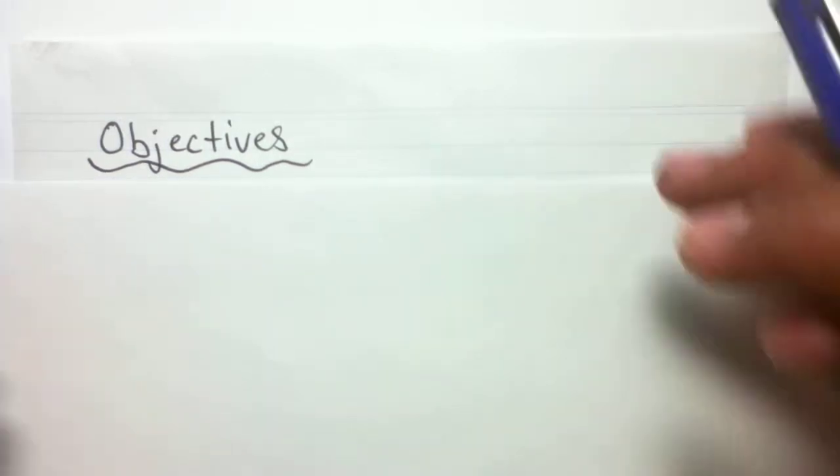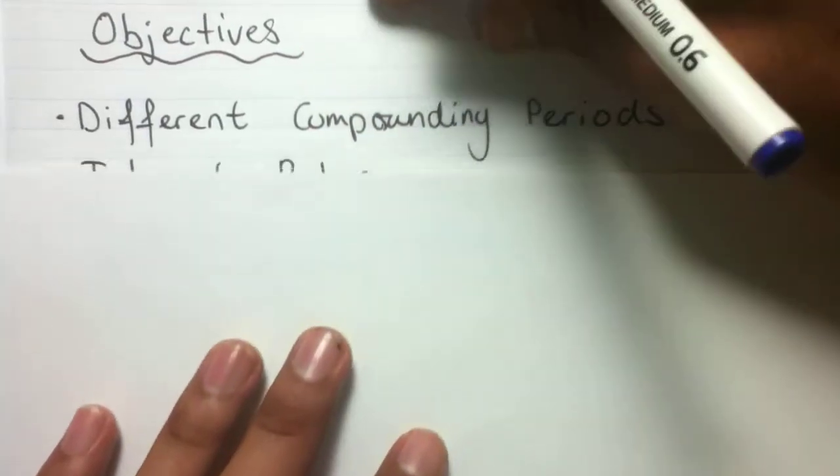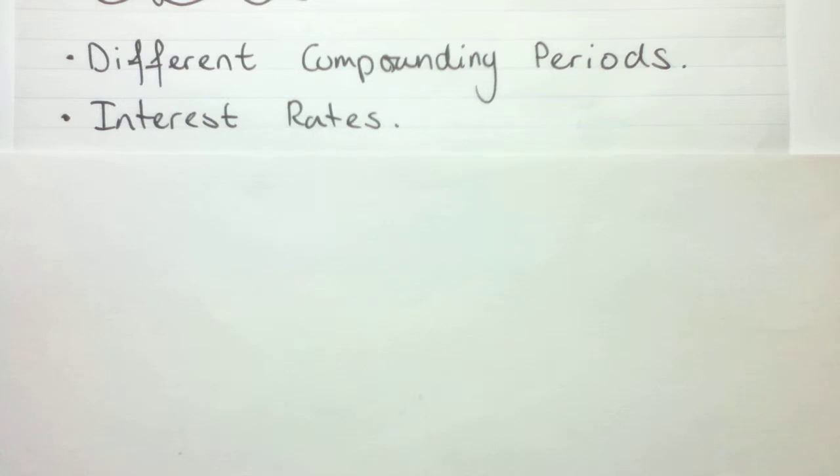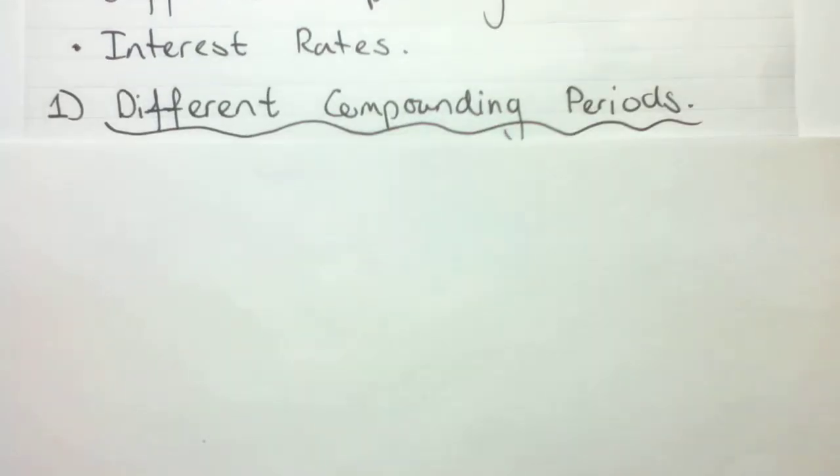Hey everyone. Today we are going to be covering two objectives. The first is going to be different compounding periods, and the second is going to be interest rates. So let's begin with the first objective, different compounding periods.